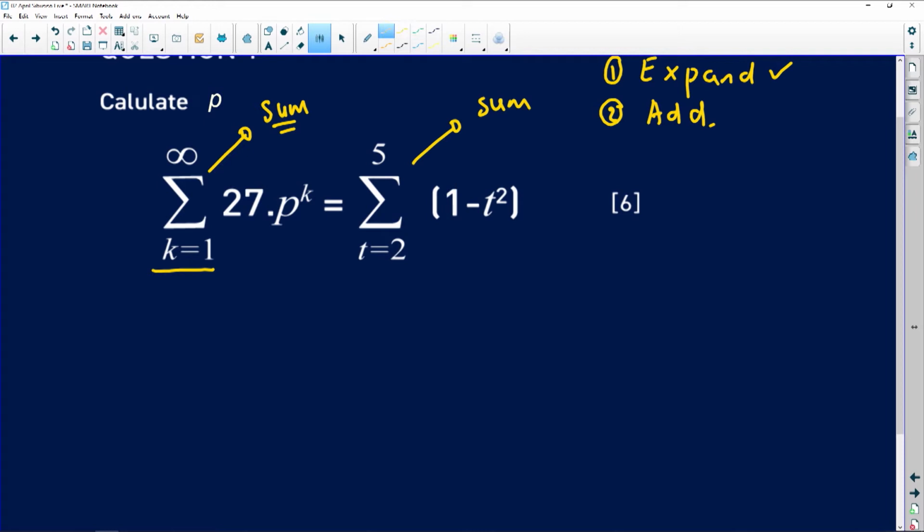So I'm going to write here that on the left hand side we're going to have 27, and then we are also going to have P to the power of 1. We were told that we need to start substituting K with 1. After that, this must be added with 27 P to the power of the next value that K is going to take, which will be 2. And then after this one, we'll have again 27 P to the power of the next value of K, which is simply going to be 3.